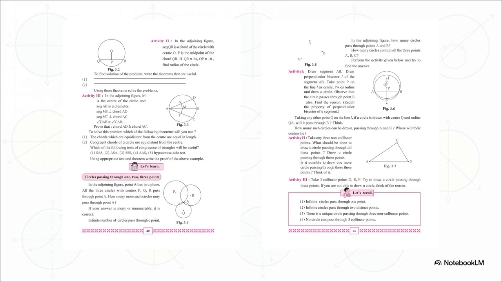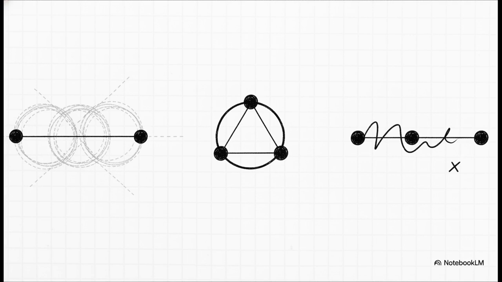If we have just a single point, say point A, we can draw literally an infinite number of circles around it. If we have two distinct points, A and B, we can draw a straight segment right between them, and if we use a perpendicular bisector, we'll find that absolutely any point on that bisector can serve as the center for a circle passing through both A and B. So you guessed it, an infinite number of circles can pass through 2 points as well. But the real magic happens when we introduce a third point.